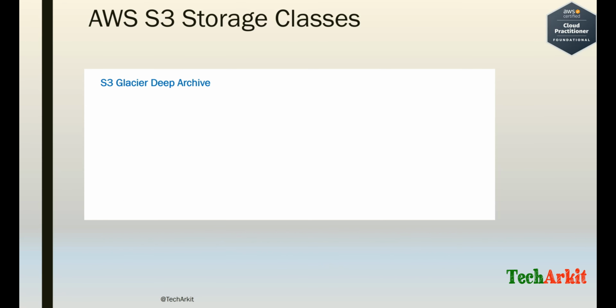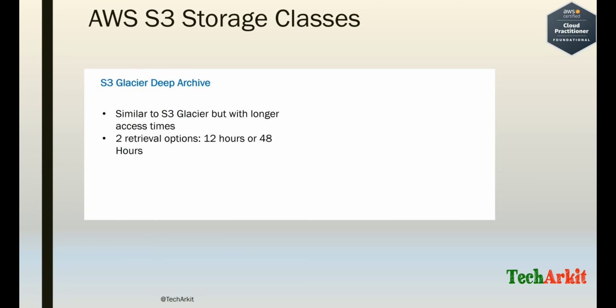There is one more storage class called Glacier Deep Archive. This is Glacier with longer access times. For example, if you do not bother about the retrieval times, right? Whenever the restore request comes, the restore request can wait maybe up to 48 hours, right? Then those kinds of data you can store over here. There are two retrieval options here, 12 hours or 48 hours. So it is the cheapest S3 option.